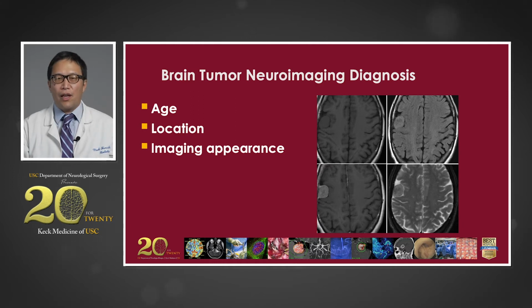So after the initial head CT, if there's concern for something going on, in that case we definitely saw what looked like a meningioma, patients will go to MRI. And MRI is the test of choice in neuroimaging, particularly with regard to the imaging of brain tumors.